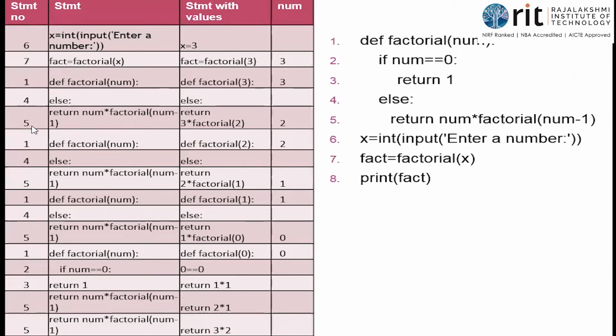Okay, else part. Look at the fifth line. This is very, very important. There only the recursion starts. Return 3 into factorial of 2. Return num into factorial of num minus 1. Num is 3, 3 minus 1 is 2, isn't it? So 3 into factorial of 2. So this has to be executed now. The function call executes the expression.